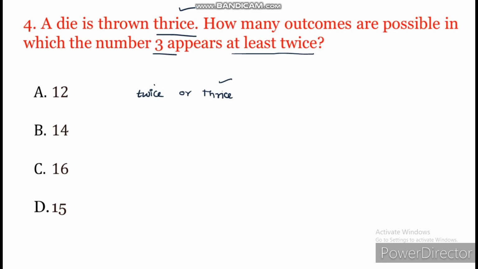So twice or thrice. Now see what we will do. Twice means in 3 tosses. Okay, let's take 2 3s here.